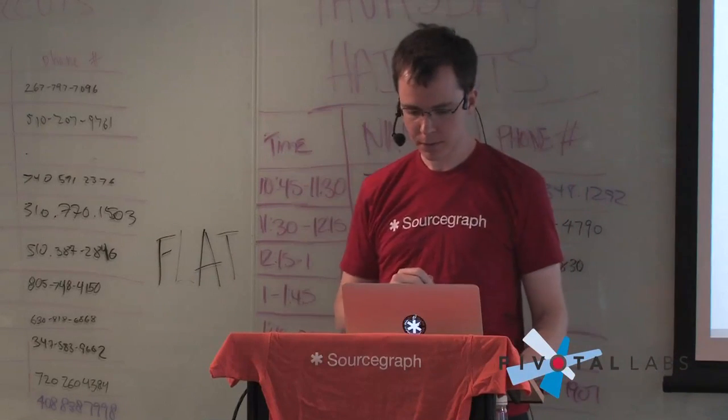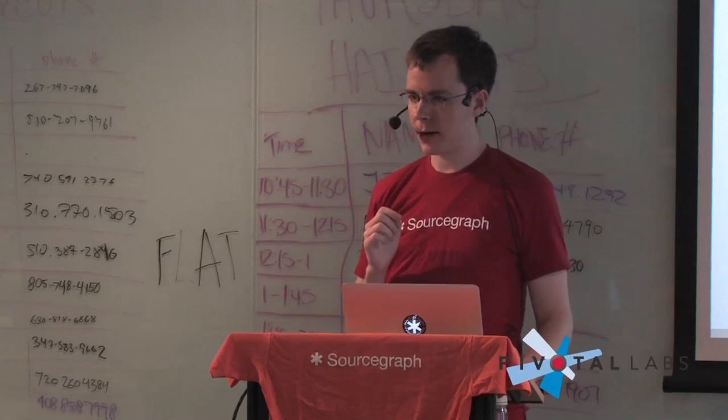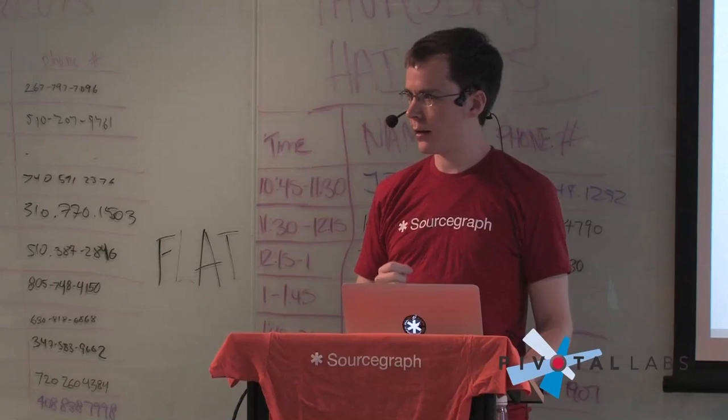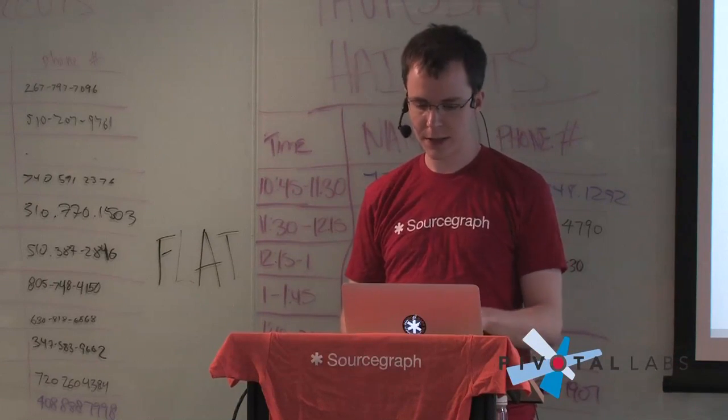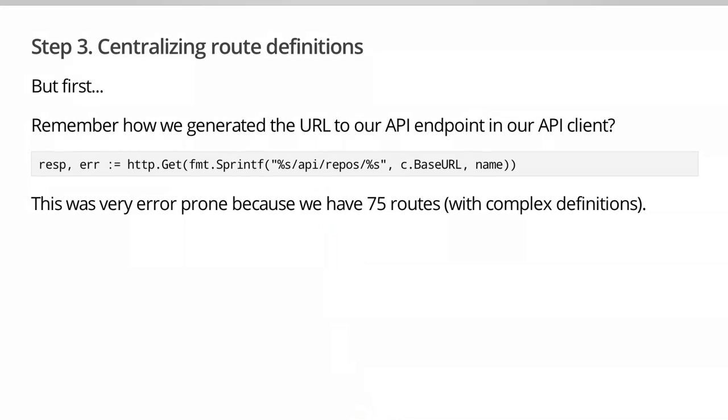All right. So one other thing I want to point out about how we made our web app easier to test is you saw that in our API client we are generating the URLs by string. So we had this line. And as I said, we have a complex route structure, and if we change how you get a repository, then it's going to break this.